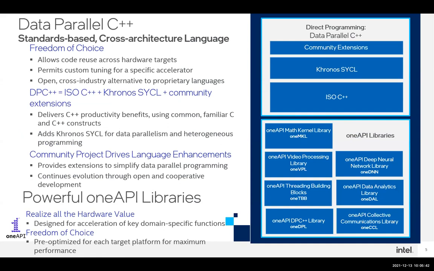This slide is dedicated to the data parallel C++ language and to the oneAPI libraries provided by Intel. DPC++ is a programming language, as mentioned, based on ISO C++, on the Khronos SYCL cross-platform abstraction layer for data parallelism and heterogeneous programming, and also on community-driven enhancements. The set of libraries that we offer includes oneMKL, which is the oneAPI Math Kernel Library, oneVPL for video processing, oneTBB for threading building blocks, oneDPL, the data parallel C++ library, which works with the Intel DPC++ compiler, oneDNN, which is the deep neural network library, oneDAL for data analytics, and finally the oneCCL library, the collective communications library.